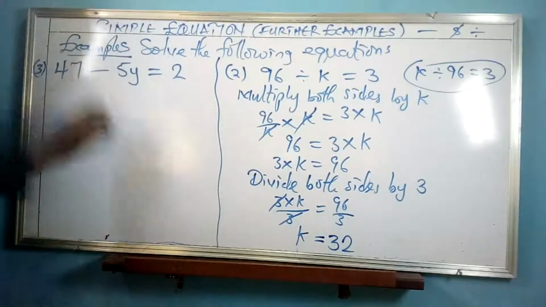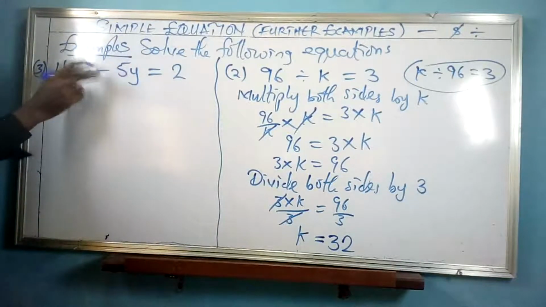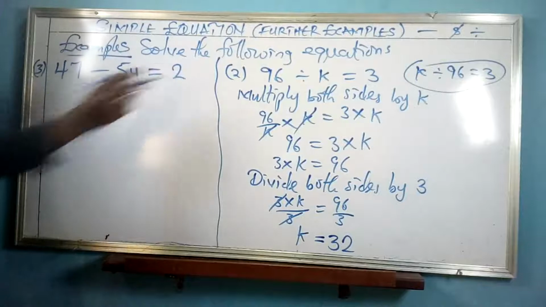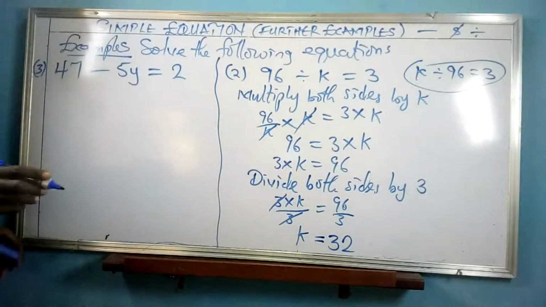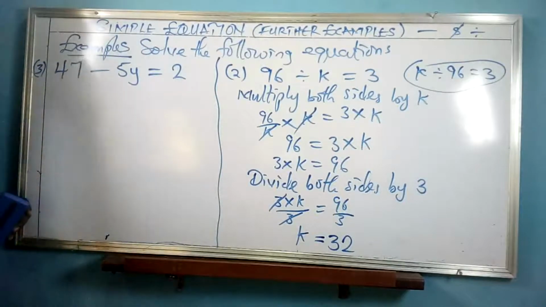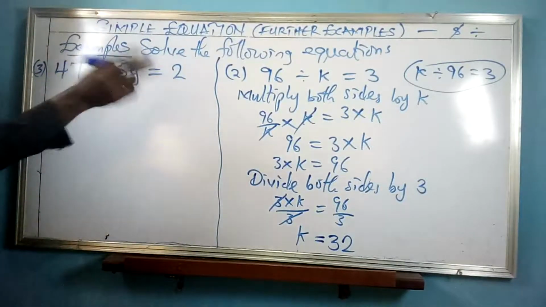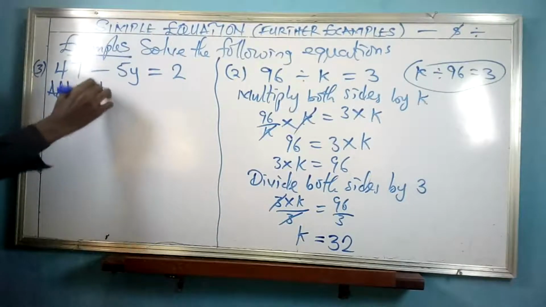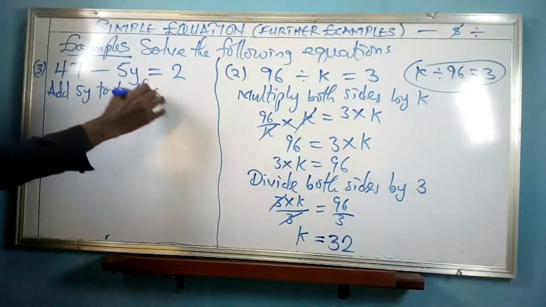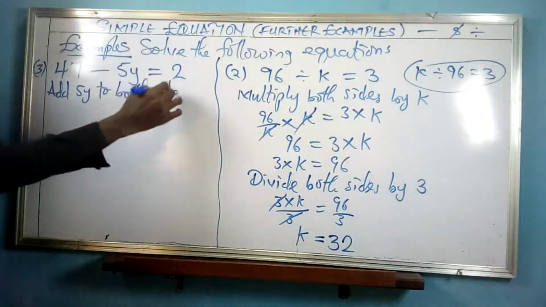The same thing stands. Our unknown is here, it carries negative, we have to take it to the other side of the equation. What are we going to do if we want to do that? Can you tell me? Add 5y to both sides. Fine. Add 5y to both sides, or on both sides. You can use it like that.